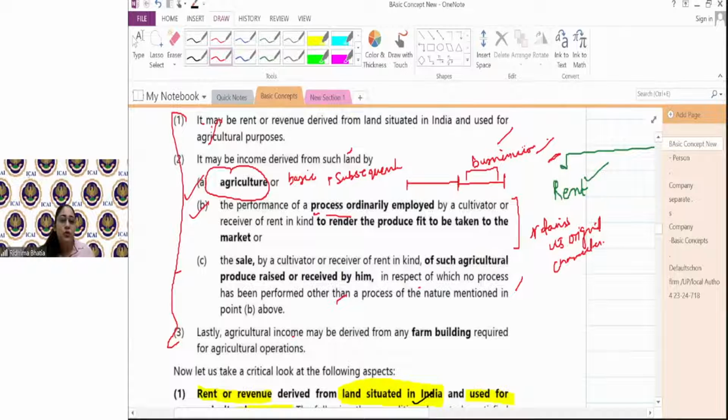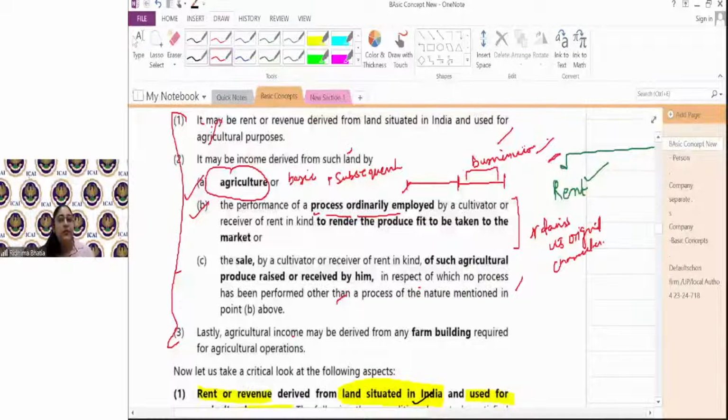So till the time, suppose now I grow paddy. Paddy is the rice part. Till the time I grow the paddy and make it into rice and pack it in gunny bags, that process is all agriculture related, all related to ordinarily employed process. Till that process, whatever income can be earned, or equivalent to that if it is sold to the market, whatever income would have been earned would be my agriculture income.